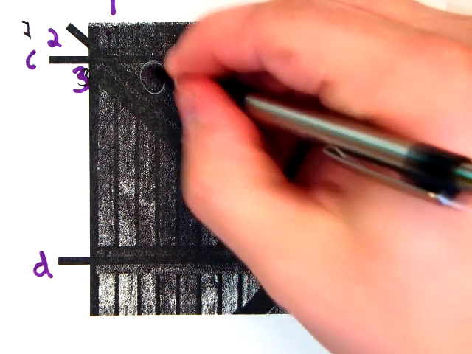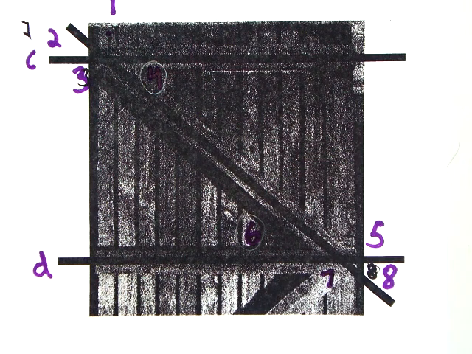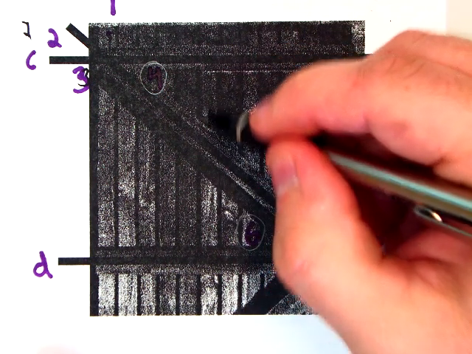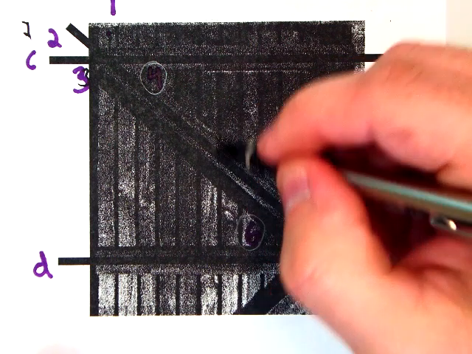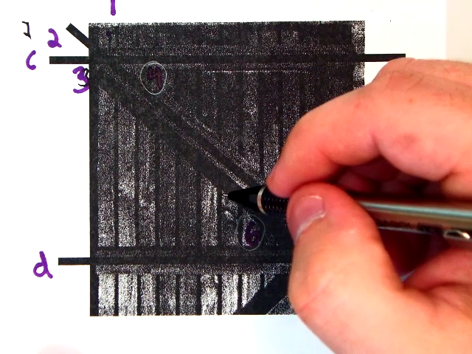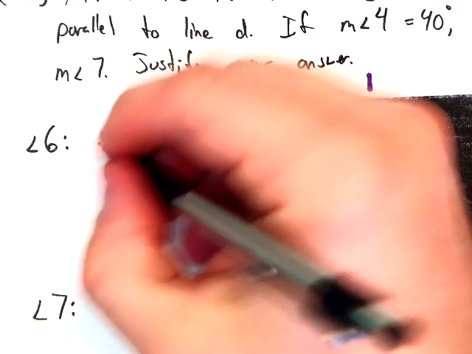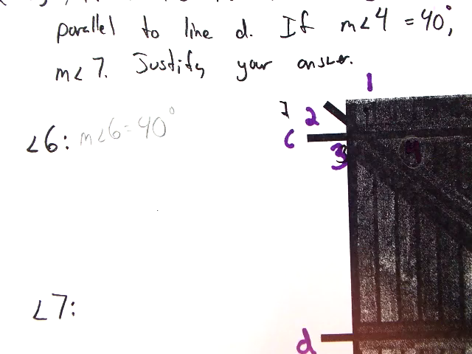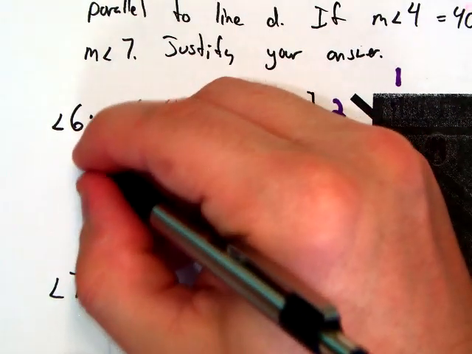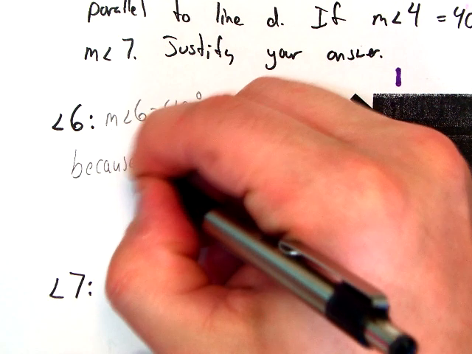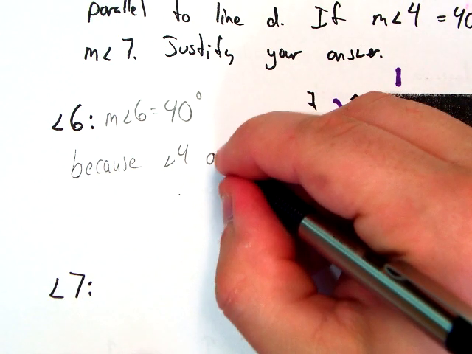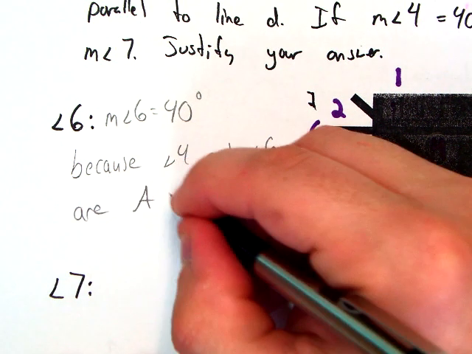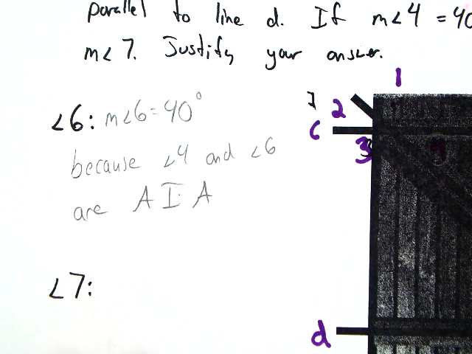So first of all, here's 4, and here's 6. These two angles are alternate interior angles, which means they're congruent. So the measure of angle 6 is 40 degrees because angle 4 and angle 6 are alternate interior angles.